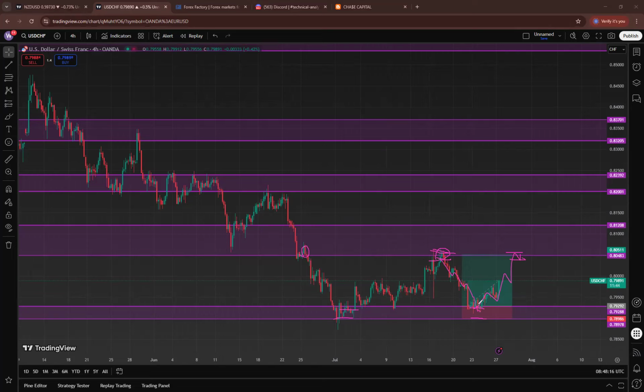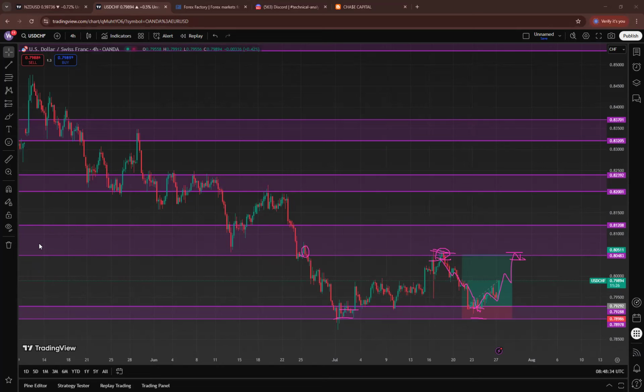I'm expecting to see price rally all the way to the 0.8500 areas. Currently we have quite a strong dollar, so I'm expecting a very strong bullish push all the way to these areas of 0.8500 for that range to be filled.